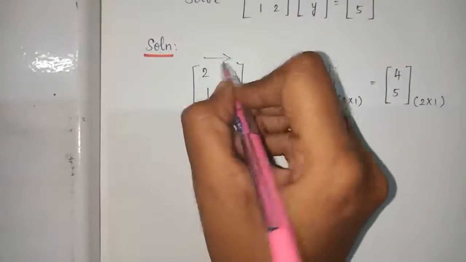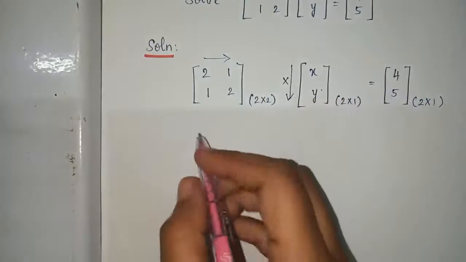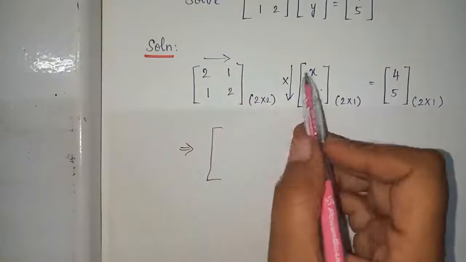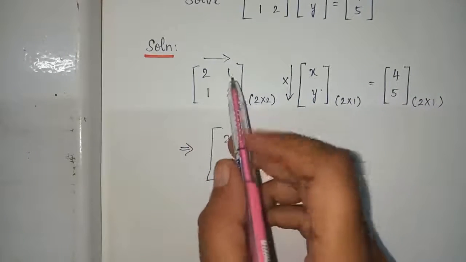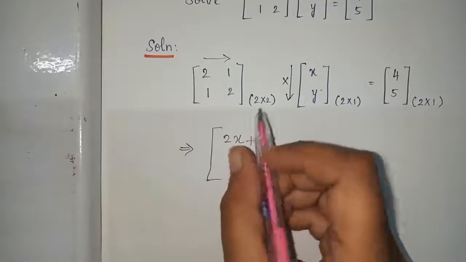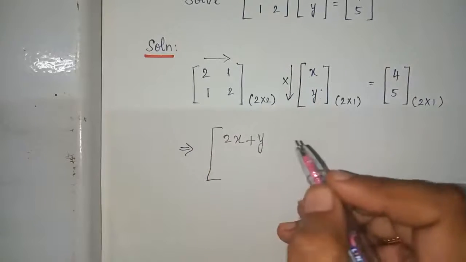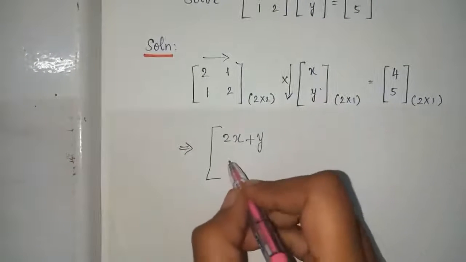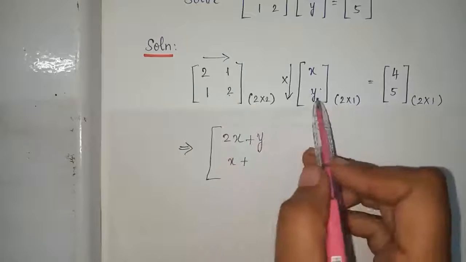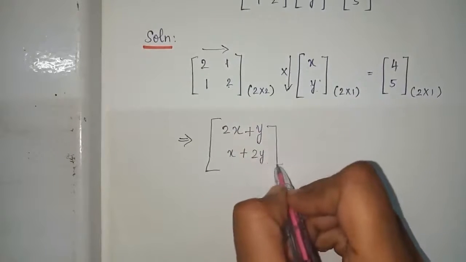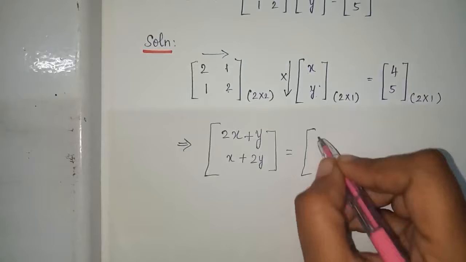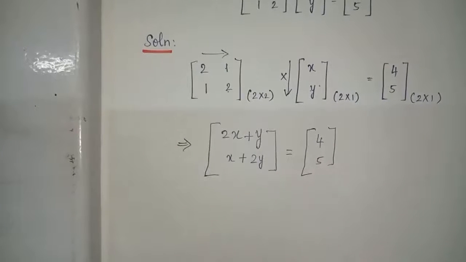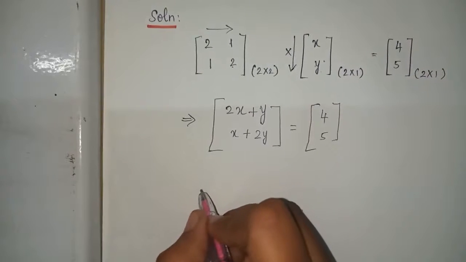That is, first row and first column you have to multiply, which implies 2 into x is 2x plus 1 into y is y. Then second row, first column: 1 into x is x plus 2 into y is 2y, which is equal to [4; 5]. Then next you have to equate this to the matrix.